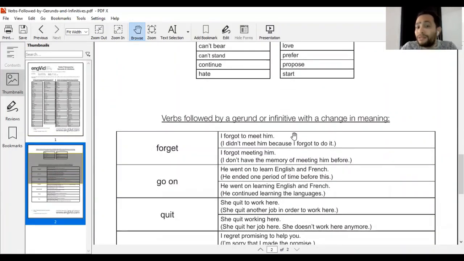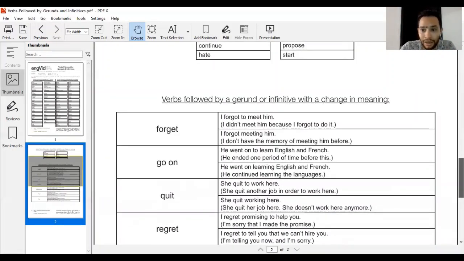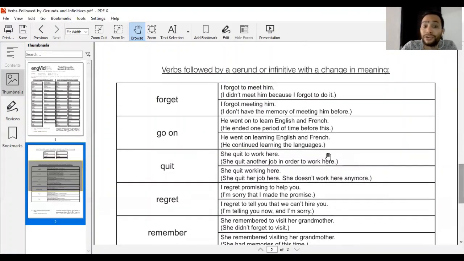The meaning will change. If you use it with infinitive or with to, it is going to mean one thing. And if you use it with ing or gerund, the meaning is going to be different. It's going to mean another thing. So this is what you gotta take into account right here, guys, and that's why they are more difficult. So let's begin with the first one.